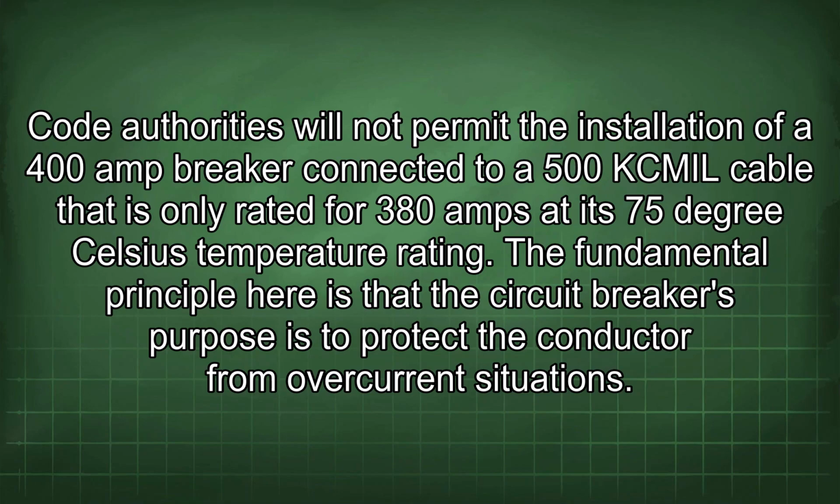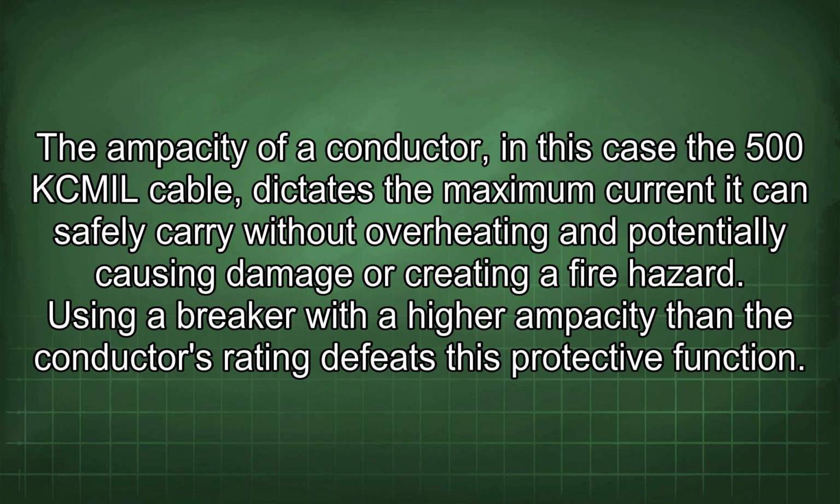Code authorities will not permit the installation of a 400 amp breaker connected to a 500 kCmil cable that is only rated for 380 amps at its 75 degrees Celsius temperature rating. The fundamental principle here is that the circuit breaker's purpose is to protect the conductor from overcurrent situations. The ampacity of a conductor, in this case the 500 kCmil cable, dictates the maximum current it can safely carry without overheating and potentially causing damage or creating a fire hazard. Using a breaker with a higher ampacity than the conductor's rating defeats this protective function.